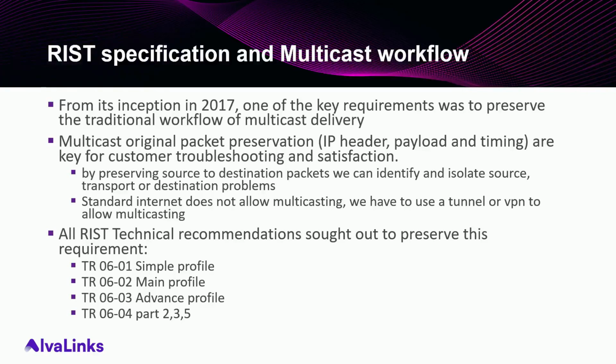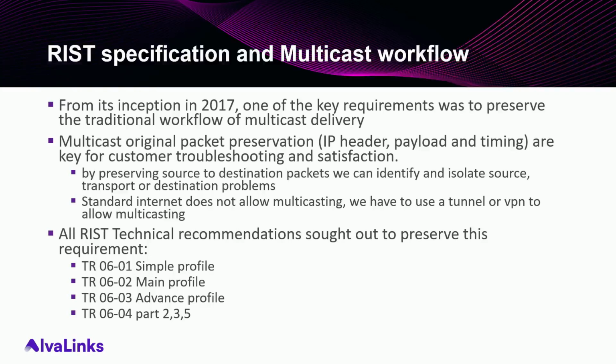Multicast original packet preservation, which is the IP header, payload, and timing, are key for customer troubleshooting and satisfaction. By preserving source to destination packets, we can identify and isolate source, transport or destination problems. Standard internet does not allow multicasting, and that is very unfortunate. This is why we have to use a tunnel or a VPN to allow multicasting between on-prem and the cloud, or you go and buy yourself a multicast-enabled network, and some people do that.